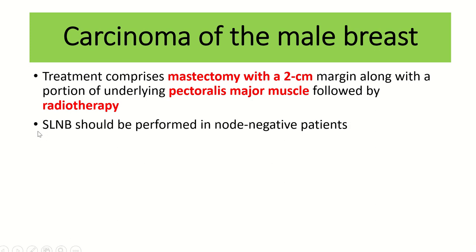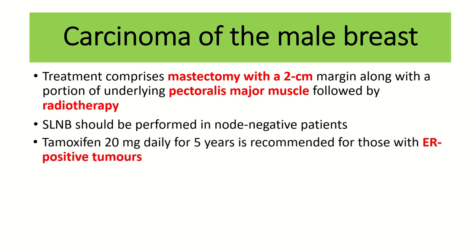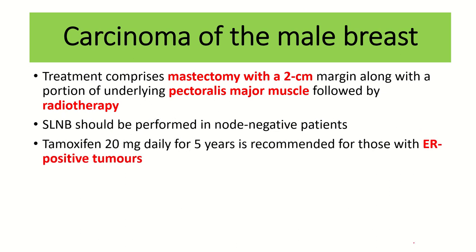Then here, sentinel lymph node biopsy should be performed in node negative patients. So if we don't find any lymph node in the axillary area, then we have to go for sentinel lymph node biopsy. And what is the sentinel lymph node? Sentinel lymph node is the first lymph node that drains from this organ. And here we can see, in case of ER positive, that means estrogen receptor positive tumor, the patient should be given tamoxifen 20 milligram daily for 5 years.